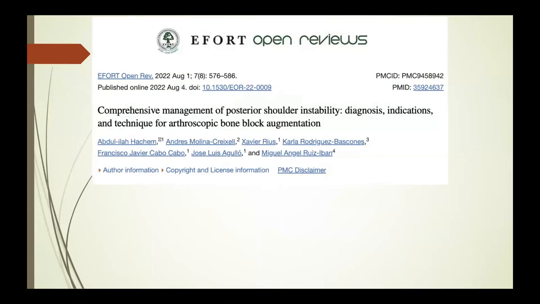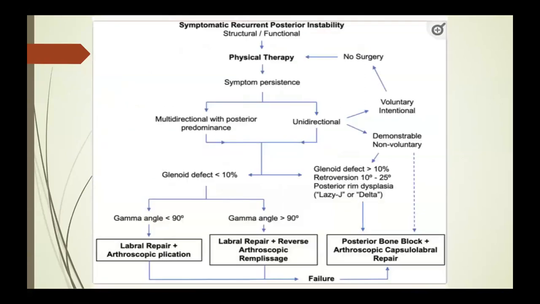The last is the latest study on comprehensive management of posterior shoulder instability. They give a flow chart. First, for symptomatic recurrent posterior shoulder instability, either structural or functional, we should first treat with physical therapy. If symptoms persist, you should determine whether it is multidirectional with posterior predominance or unidirectional. If it's unidirectional, you should think about whether it is voluntary or non-voluntary. If it's voluntary, don't go for surgery. Always go for physical therapy.